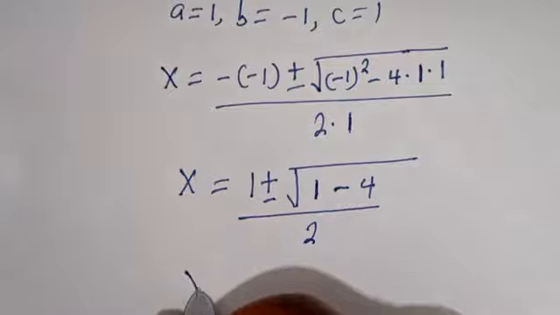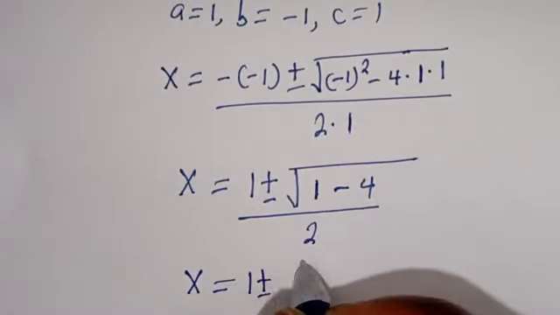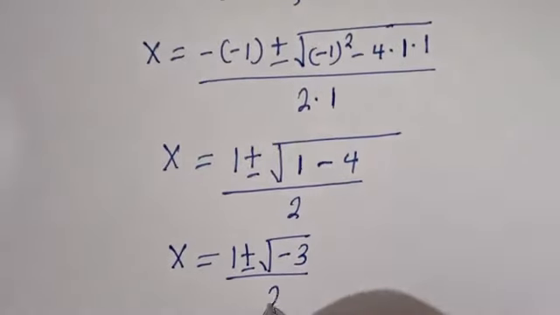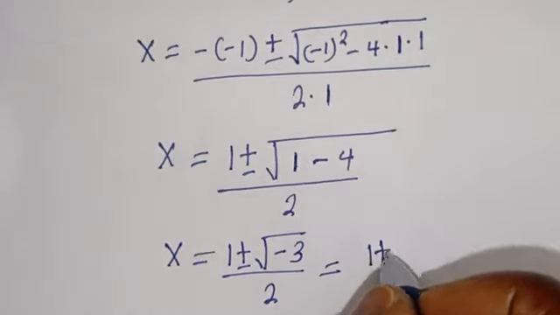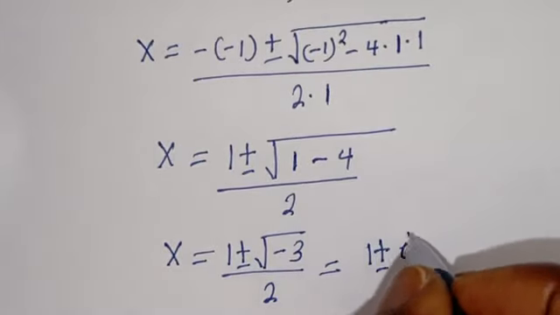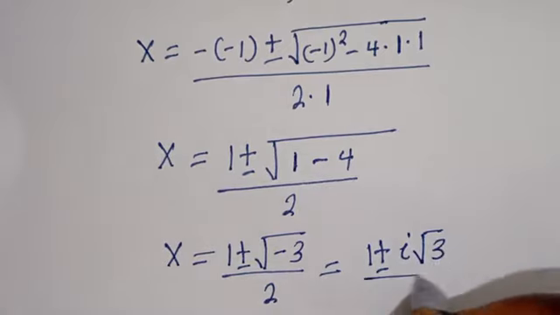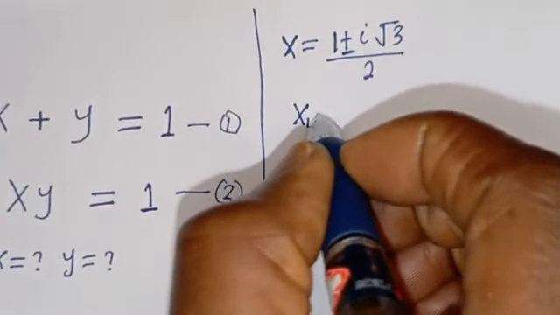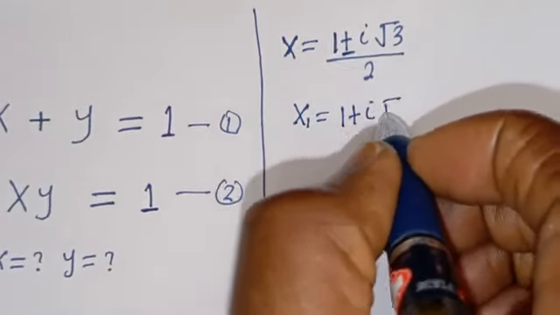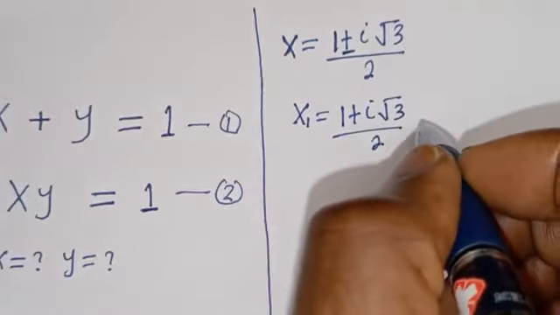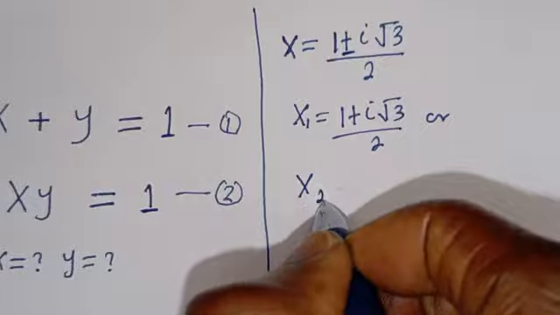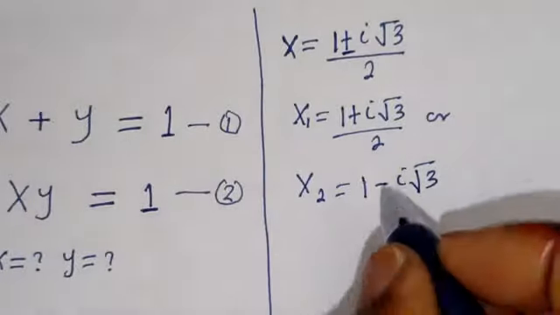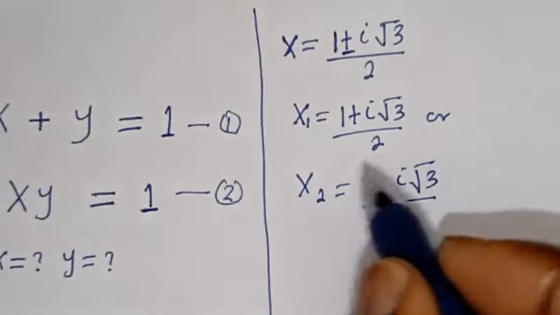Then here we have x is equal to 1 plus or minus square root of 1 minus 4, that is minus 3, divided by 2. And this is equal to 1 plus or minus i square root of 3 divided by 2. Therefore, x1 is equal to 1 plus i square root of 3 divided by 2, or x2 is equal to 1 minus i square root of 3 divided by 2. We've gotten the value of x1 and x2.